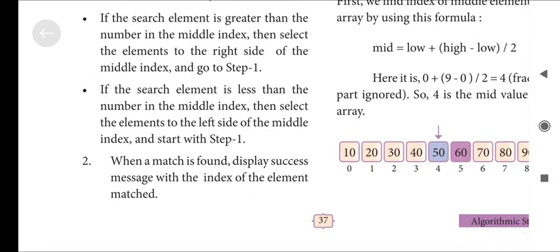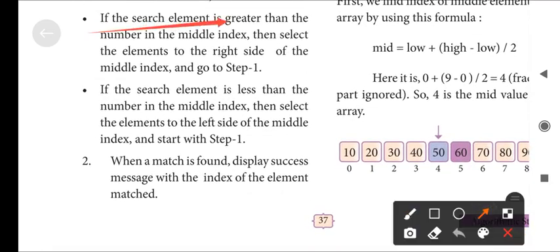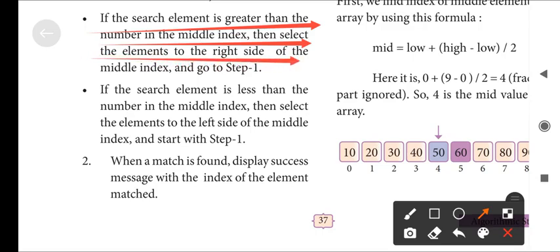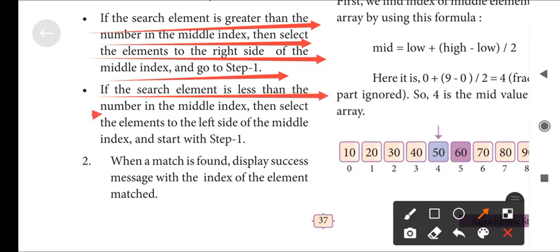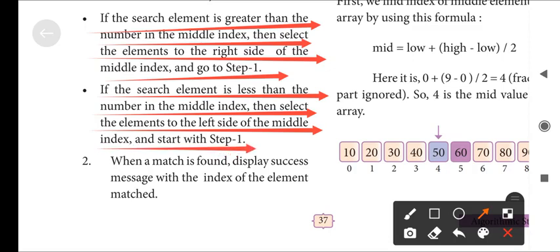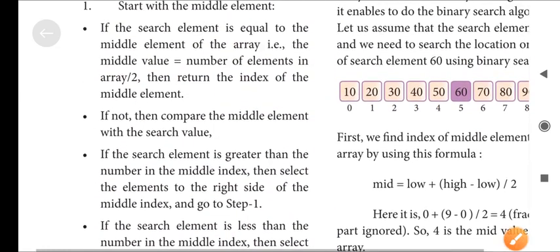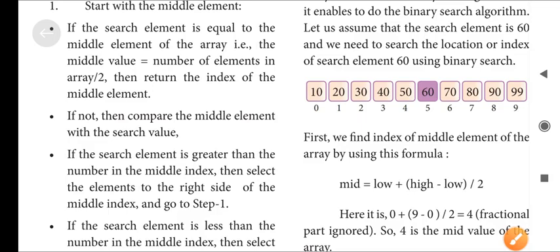The third point: if the search element is greater than the number in the middle index, then select the elements to the right side of the middle index and go to step 1. If the search element is less than the number in the middle index, then select the elements to the left side of the middle index and start with step 1. This step 1 is very, very important. Now I will explain it.